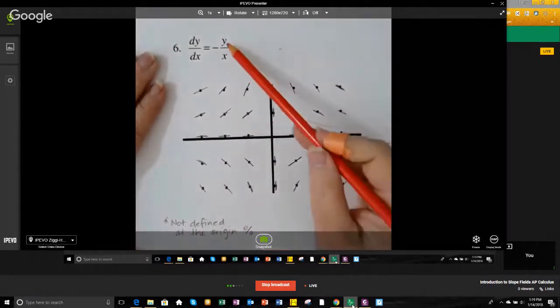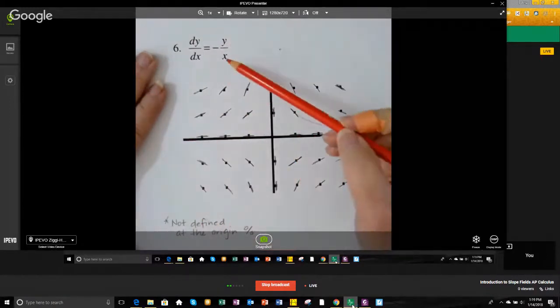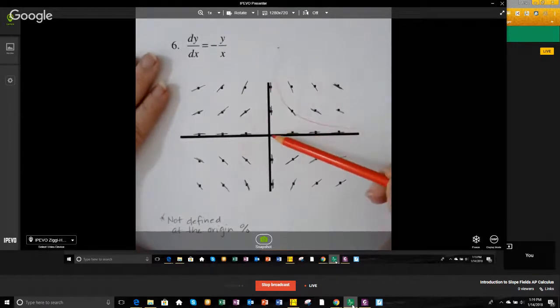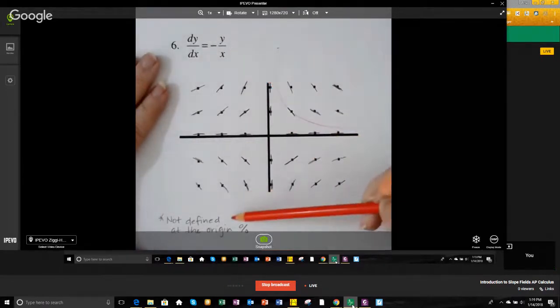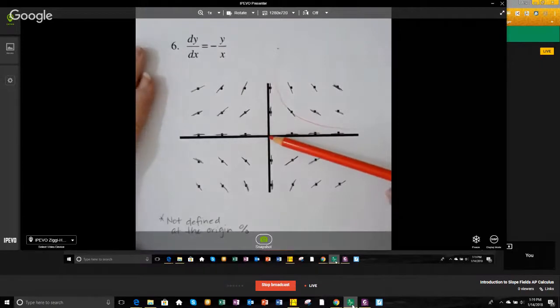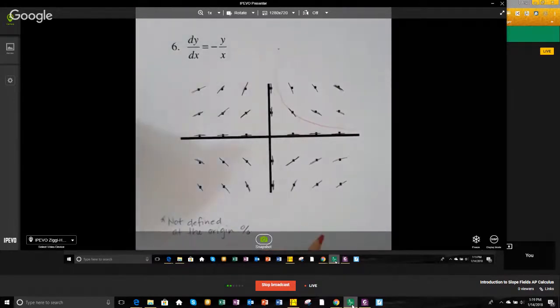Interestingly enough, when y equals 0, you have 0 slopes. So along the x-axis, you're going to have 0 slopes. And when x is 0, which is the y-axis, you're going to have vertical slopes or vertical tangents. And at (0, 0), when x and y are both 0, you don't have any slope because it's not defined to have 0 over 0. So there's no solution that will ever have (0, 0) in it. And so that's the family of hyperbolas.